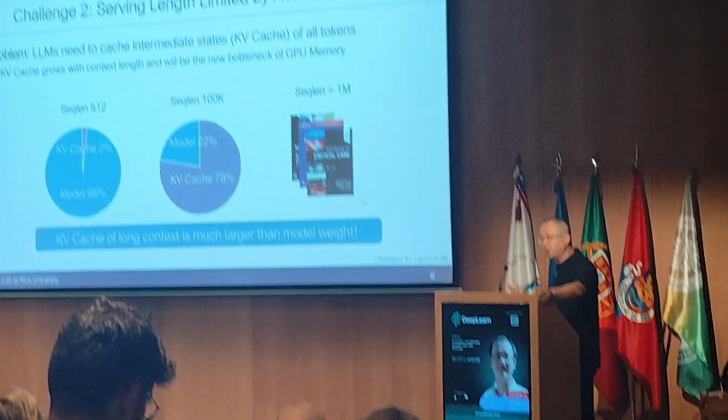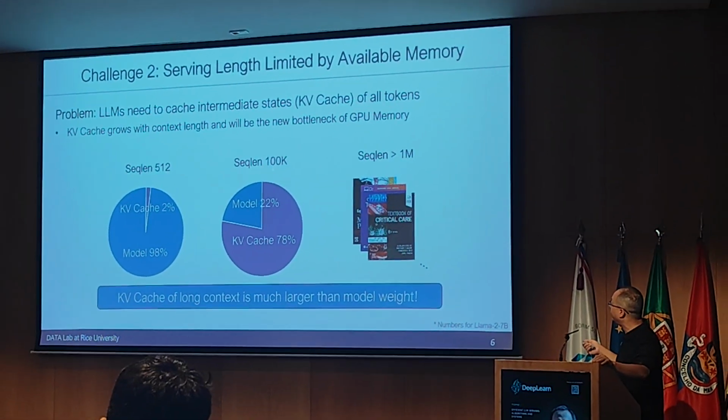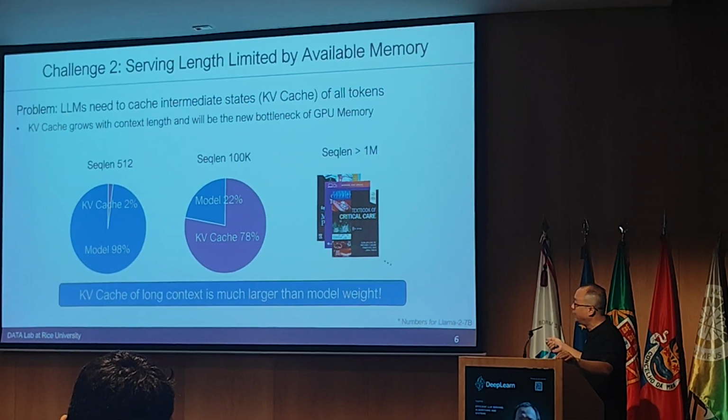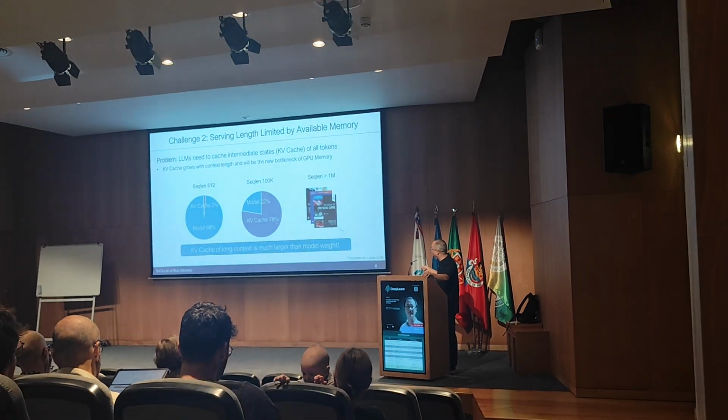Unfortunately, when we are dealing with long context, such as a sequence length over 100,000 tokens, which is pretty long, the KV cache occupies 78% of the memory.